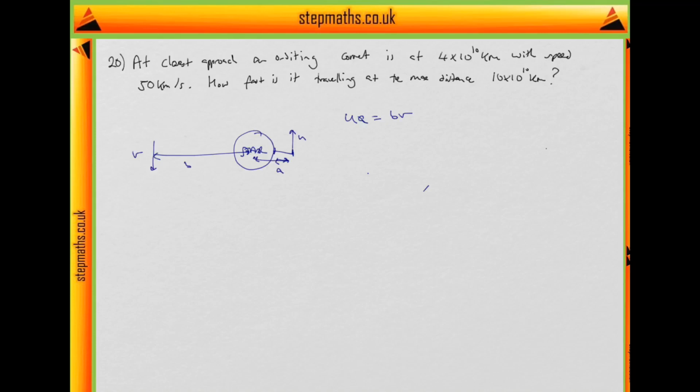So subbing in, we know u is 50 kilometers per second, and we know that A is 4 times 10 to the 10, so 4. We know that B is 10 times 10 to the 10, so that's just 10. And this tells us that v is equal to 50 times 4 over 10, which is equal to 20 kilometers per second.